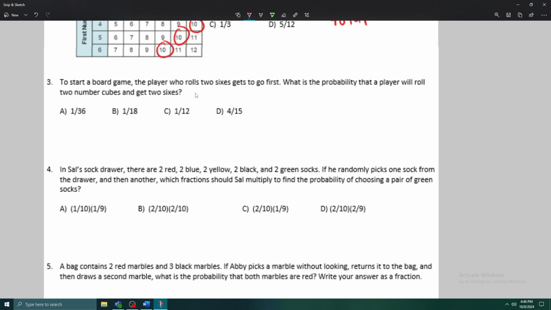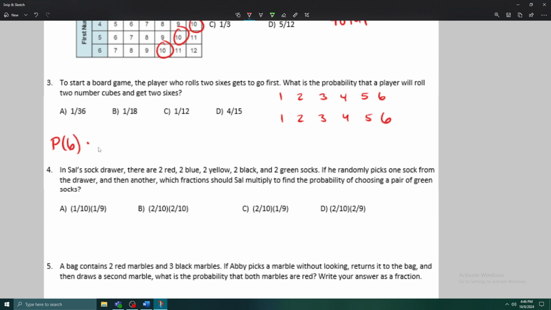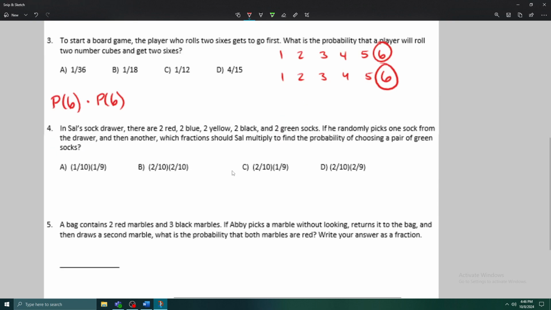To start a board game, the player who rolls 2 6s gets to go first. What is the probability that a player will roll 2 number cubes and get 2 6s? Well, this is very simple. Let's do 1, 2, 3, 4, 5, 6, and we'll do that twice because we are rolling 2 dice. Just tell me, what is the probability of getting a 6 times the probability of getting a 6? Hopefully, again, that steers you in the right direction.